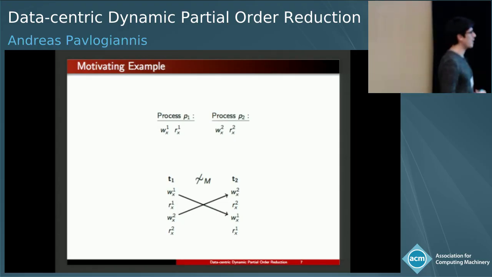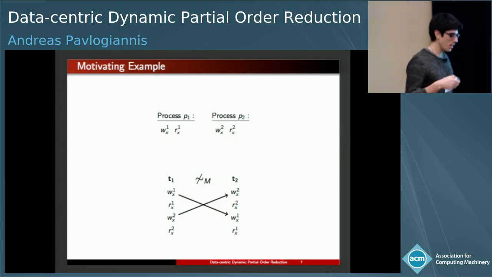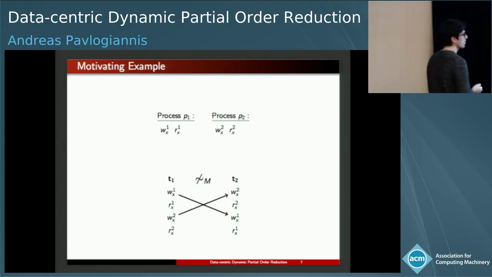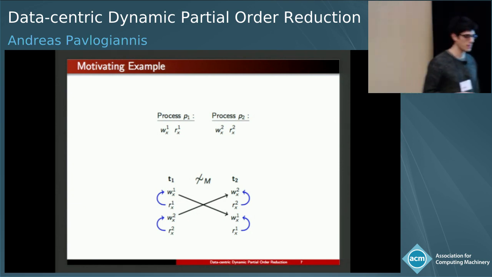But if you think a bit about it, the two traces are guaranteed to lead to the same system state, because in both traces, each read observes the same write. So this R1 here observes W1 both here and here, and this R2 here observes W2 in both traces. And this is really the key idea behind our work.